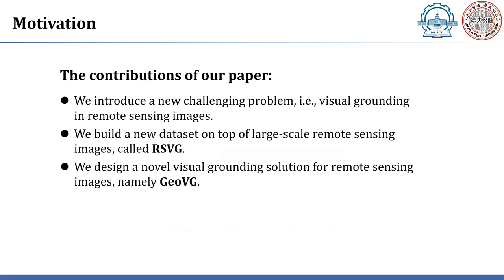The contributions of this paper can be summarized as follows. We introduce a new challenging problem, visual grounding in remote sensing images. We build a new dataset on top of large-scale remote sensing images called RSVG. We design a novel visual grounding solution for remote sensing images named GeoVG, and we conduct comprehensive experiments to demonstrate our method outperforms the state-of-the-art methods.